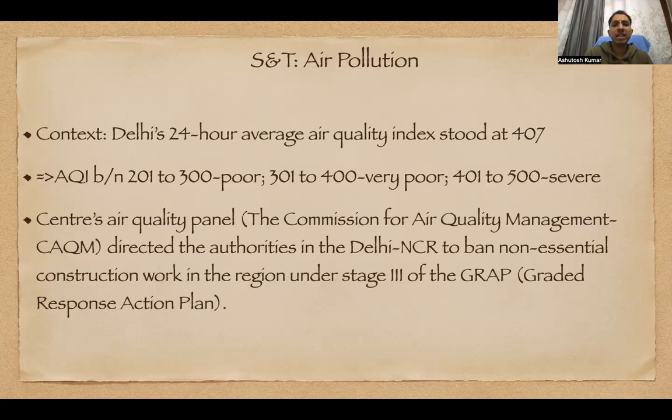Now, here is air pollution. I have already said about this in one of my lectures about the air quality index. An air quality index between 201 to 300 is the poor category, then 301 to 400 is very poor, and then severe. Delhi's 24-hour average air quality index stood at 407, which means it is in the severe category. That's why the Commission for Air Quality Management directed the authorities in Delhi NCR to ban non-essential construction work in the region under Stage 3 of the Graded Response Action Plan.